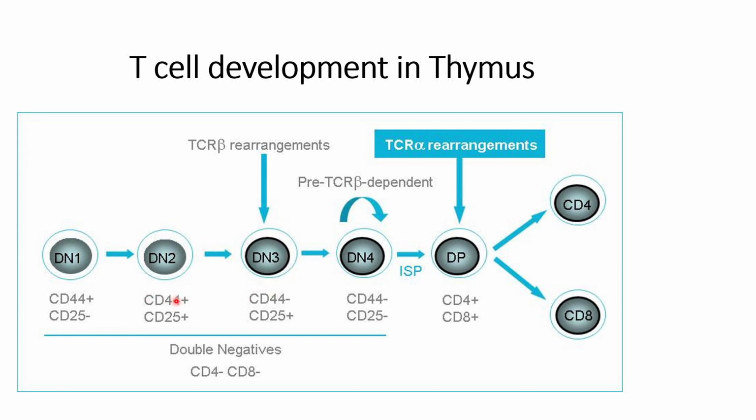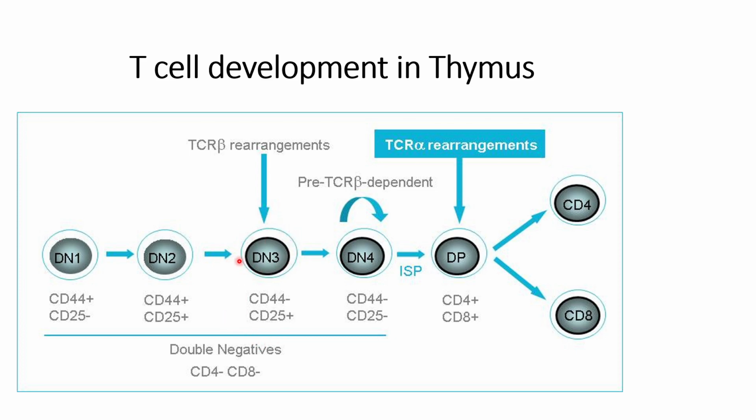In the DN2 stage, they have both CD44 plus and CD25 plus receptors. However, when they reach the DN3 stage, they don't have the CD44 receptors, whereas they have the CD25 receptors, and this is completely the reverse of the DN1 condition that we can see here. In the case of DN1, they have CD44 plus and CD25 minus. That means they have CD44 receptors and do not have CD25 receptors. Whereas in the case of DN3, they don't have CD44 receptors, whereas they have CD25 receptors.